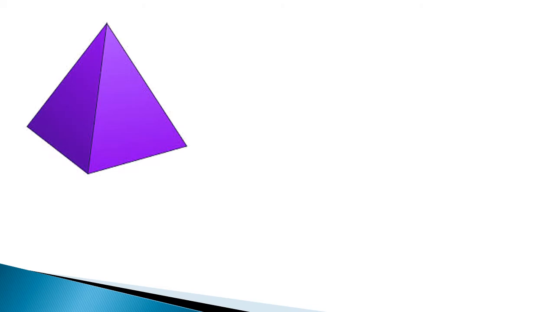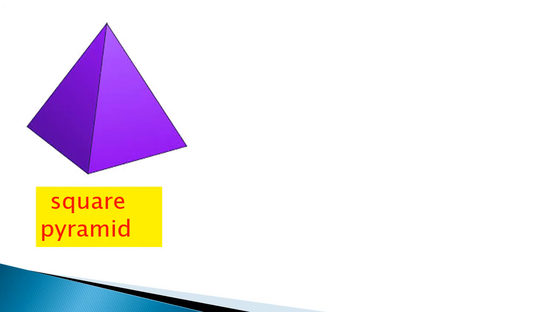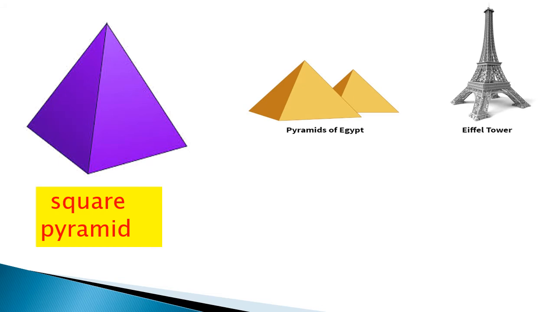The last solid here is a square pyramid. And the square pyramid is like what? Like the pyramids of Egypt. Okay, and the Eiffel Tower is like a square pyramid. And this pyramid is also like a square pyramid. And these toys, all of them, are like a square pyramid.